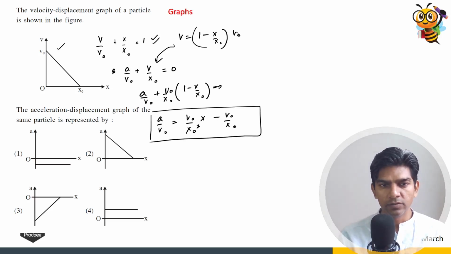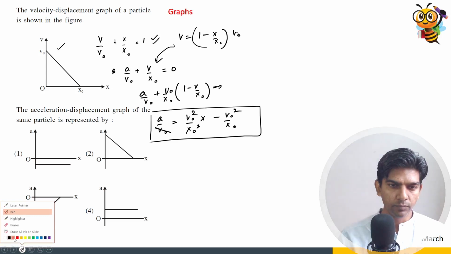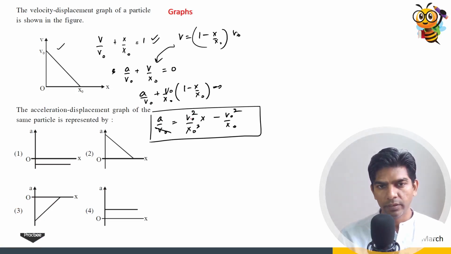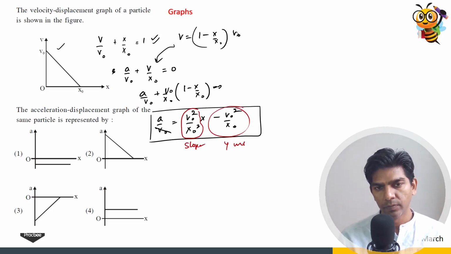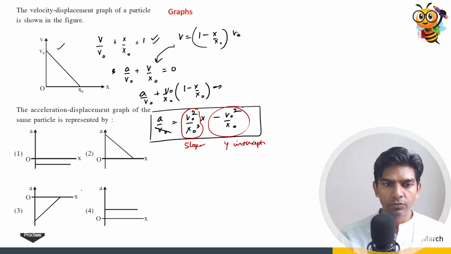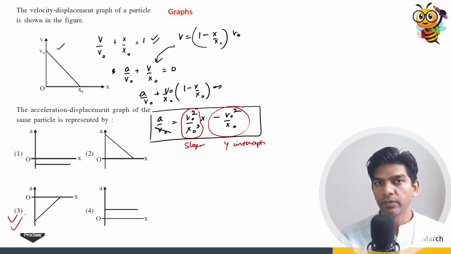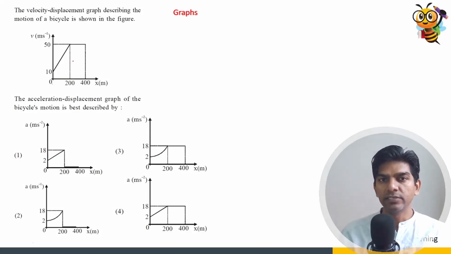Okay, now let us take this v naught on the other side. So it is a straight line. Can you see? This is the slope. That is the y-intercept. And y-intercept is negative and the slope is positive. So option 3 is the right answer. Now let us see this question.